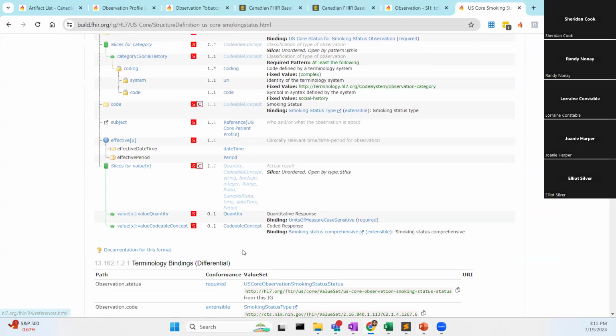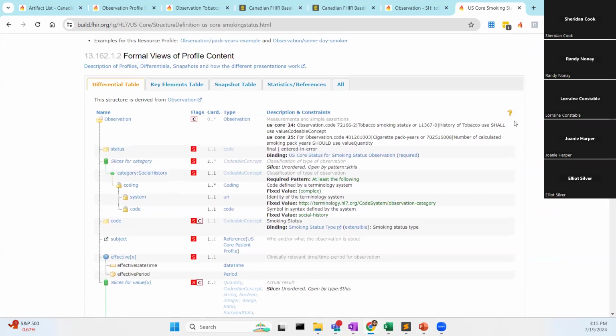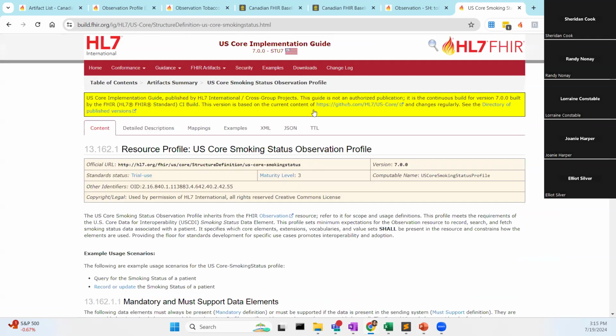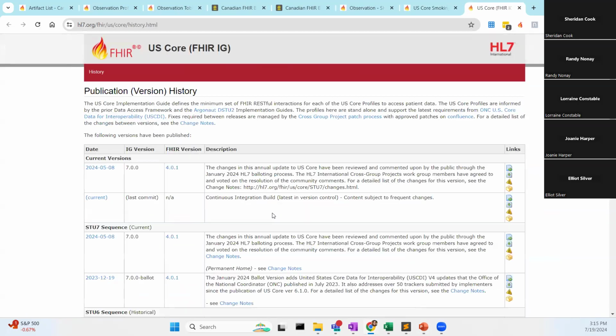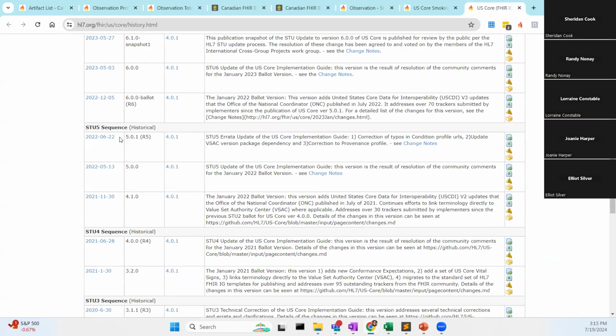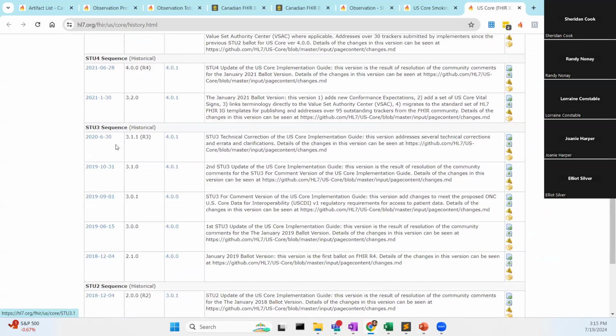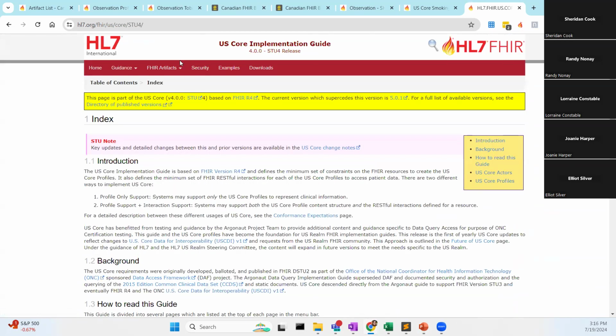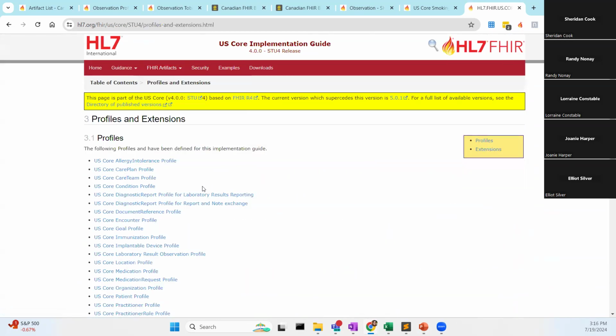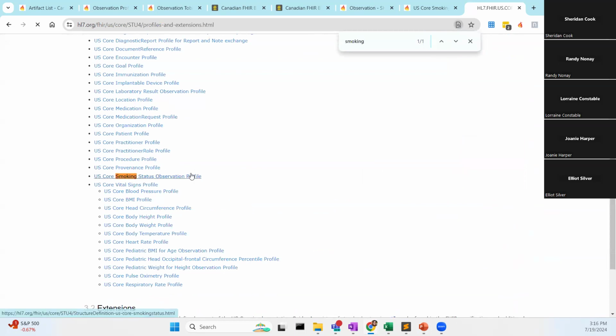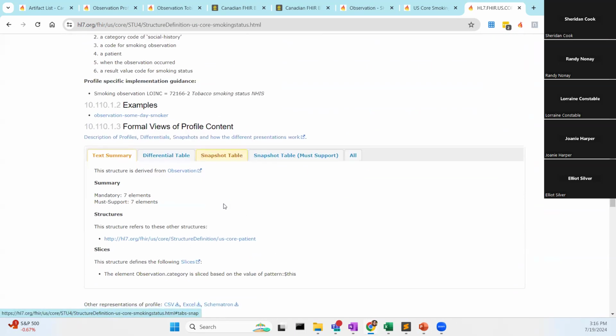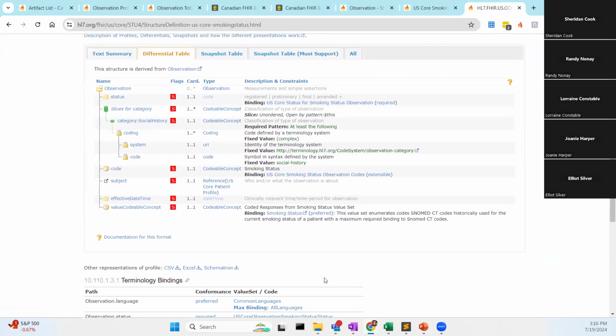I think their origin was because we had a US core. So at the time, I think we were using the 2019 one, 3.1.1 or 4. And we basically started with the profiles that were in US core. Well, US core has smoking status because US CDI does. Yeah. But certainly it's a valid starting point, but I don't think that's justification for why we need one necessarily. Right?